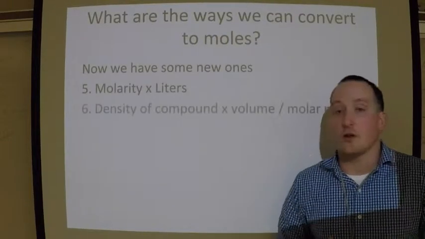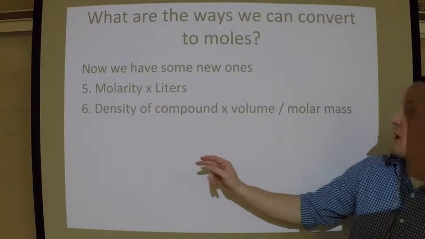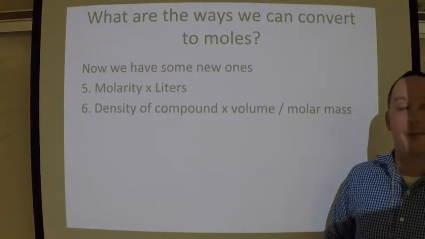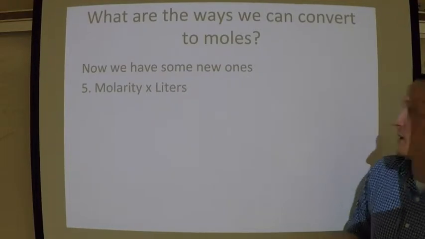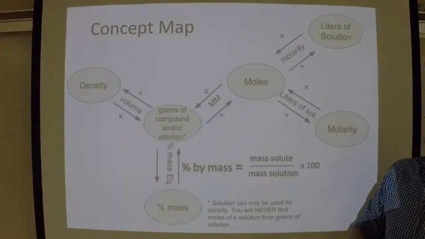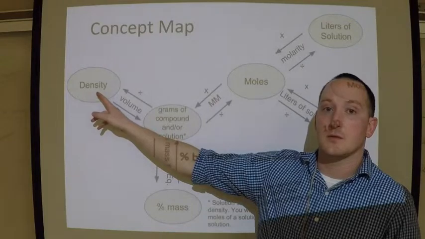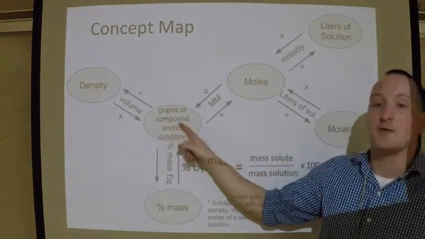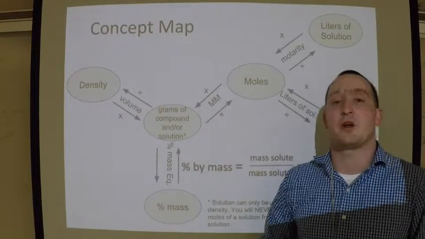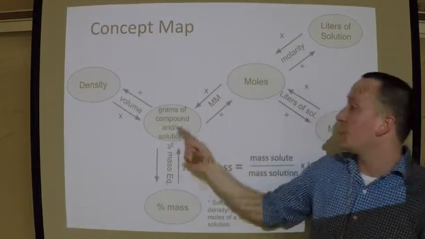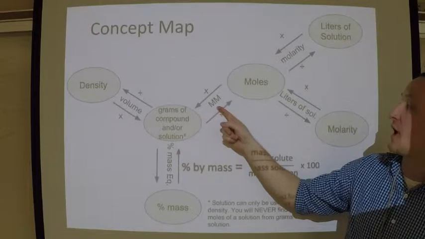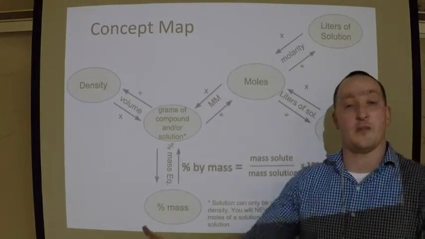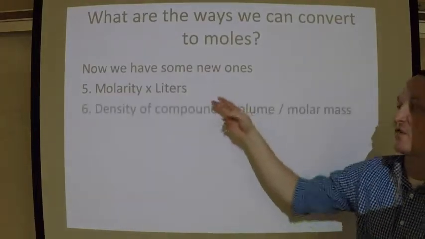The next way we've learned is to take the density of a compound times the volume and then divide by the molar mass of that compound. Okay, and again, here's how we do that on this mole map. If I know my density, and I multiply by my volume, that gives me grams of my compound. And if I know how many grams I have, and I know what the compound is, then I can divide by the molar mass, and that will give me moles. That's our second new way that we've learned in this unit. Okay, so we've got these two ways.